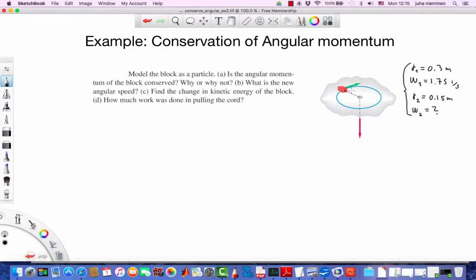A block of ice is rotating on ice, and there's a hole in the middle, and the string attached to the block goes through the hole, and somebody under the ice pulls on the string, which means that the block will move closer. And the first question is: is the angular momentum of the block conserved in this case? Why or why not?